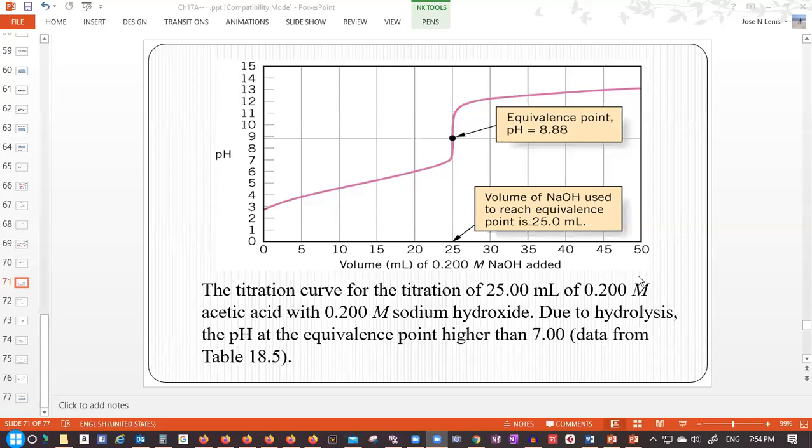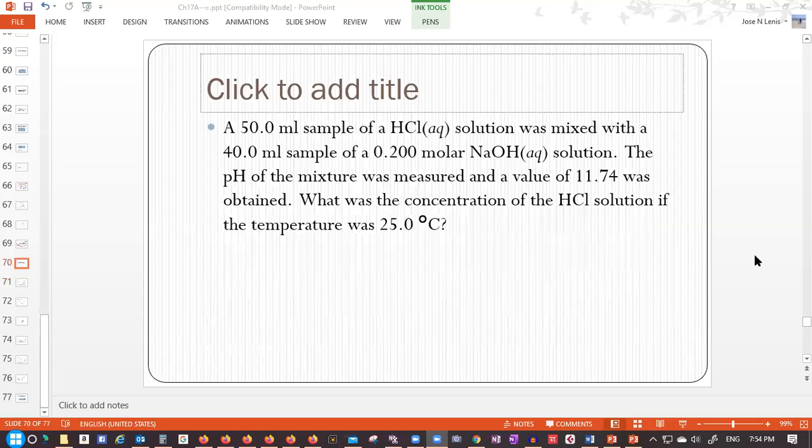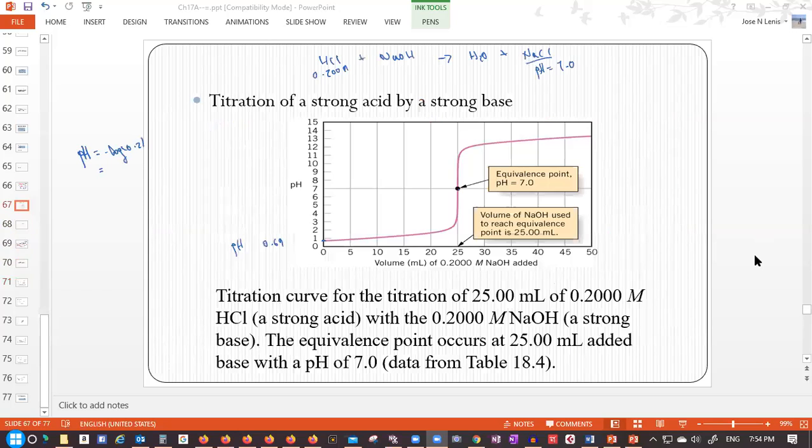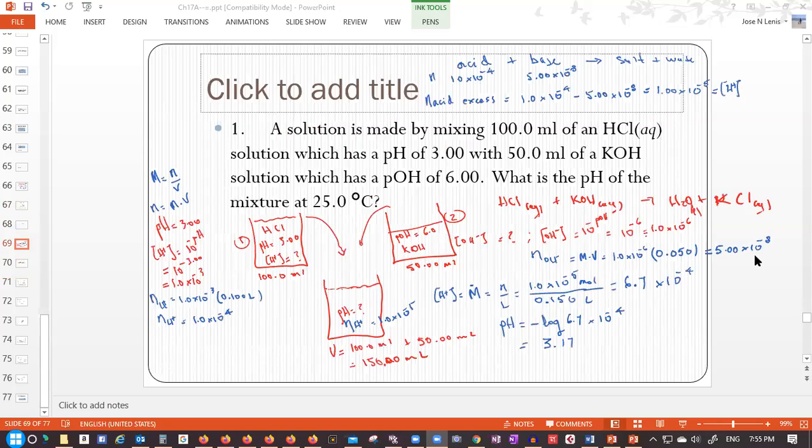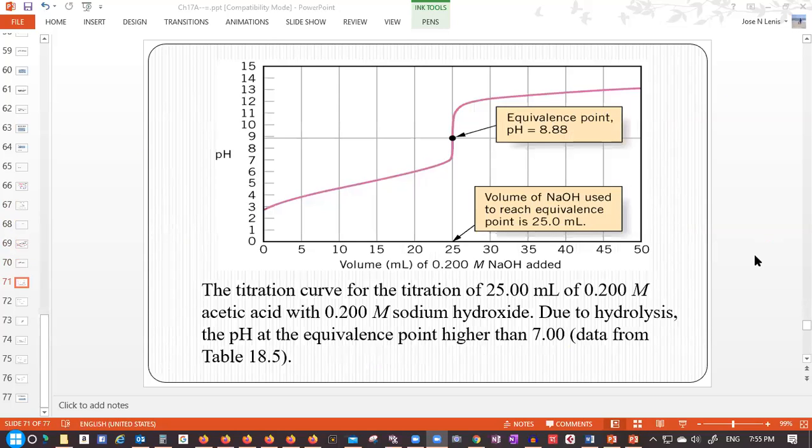And you can compare the shape of this graph, which is called the titration curve, with the previous one, which was the titration of a strong acid and a strong base. This is the titration curve for the titration of a strong acid and a strong base. So let's work with this titration.